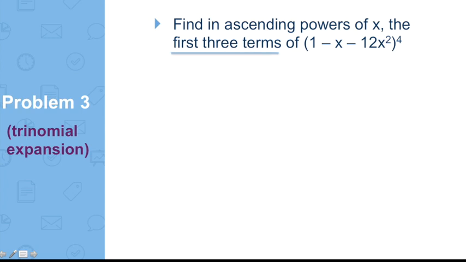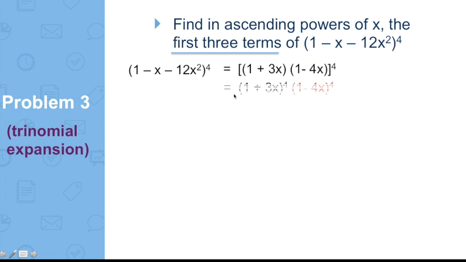So 1 minus x minus 12x squared will be 1 plus 3x multiplied to 1 minus 4x, and then raised to the power of 4. So we were able to express this trinomial as a product of two binomials. And from the law of index, the 4 can be distributed to each factor, and this is what we're going to get. All right. Now I made this red just to distinguish that from the other factor. So of course by now we should know how to expand this, and this is what we're going to get.